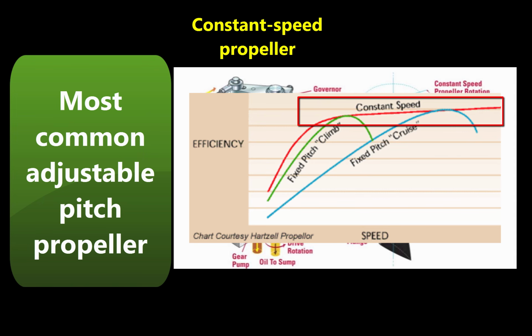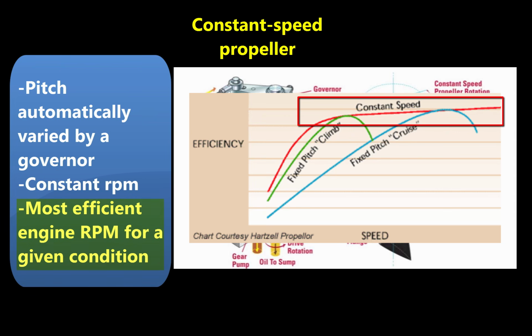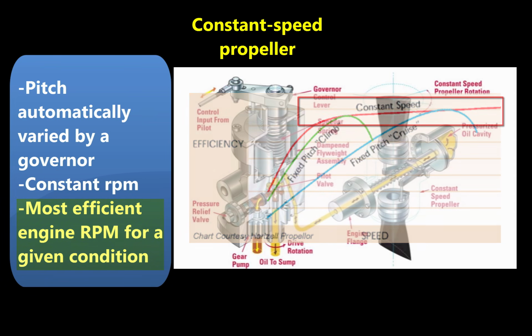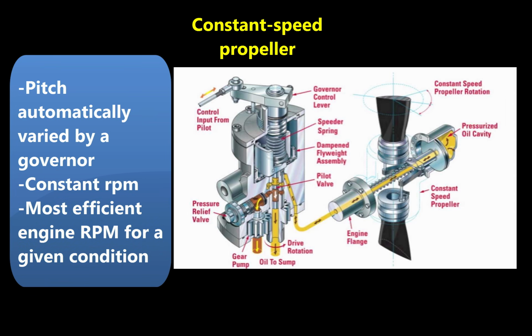A constant speed propeller is more efficient than other propellers because it allows selection of the most efficient engine RPM for the given conditions. An aircraft with a constant speed propeller has two controls, the throttle and the propeller control. The throttle controls power output, and the propeller control regulates engine RPM. This, in turn, regulates propeller RPM, which is registered on the tachometer. Once a specific RPM is selected, a governor automatically adjusts the propeller blade angle as necessary to maintain the selected RPM.